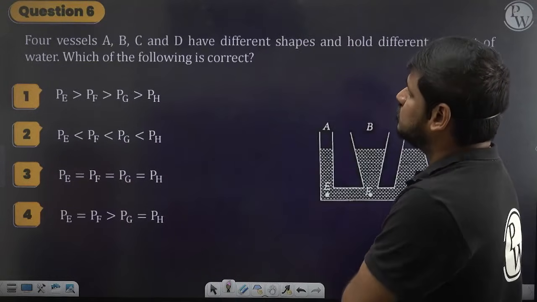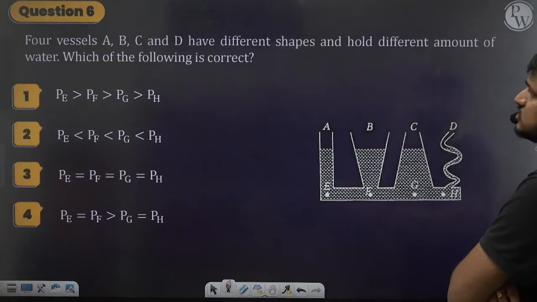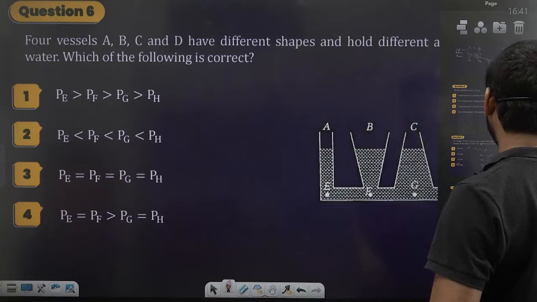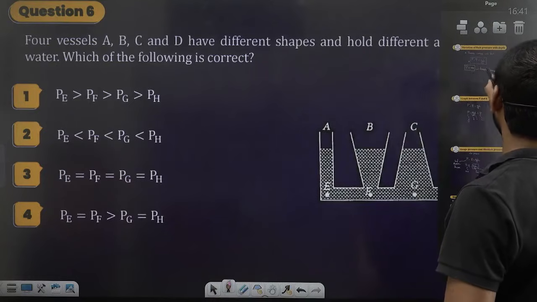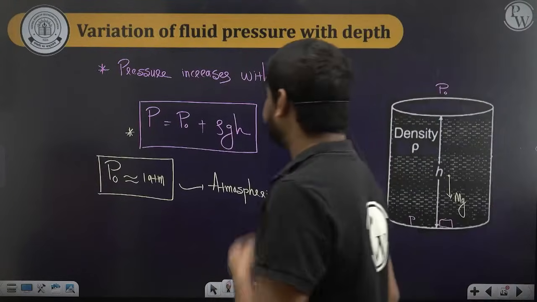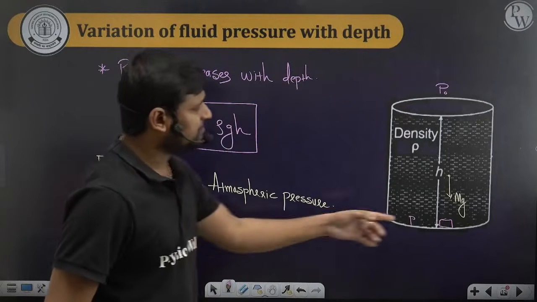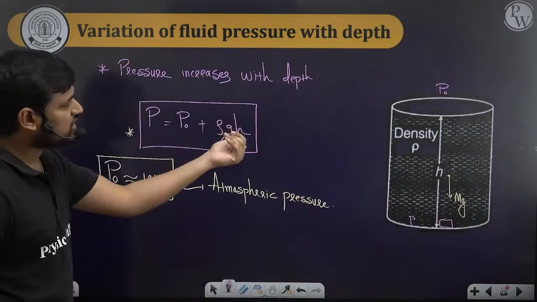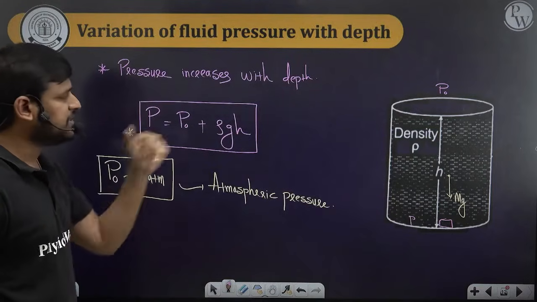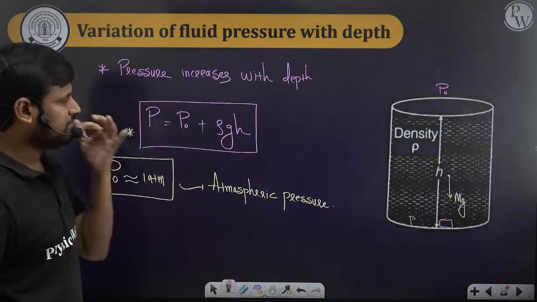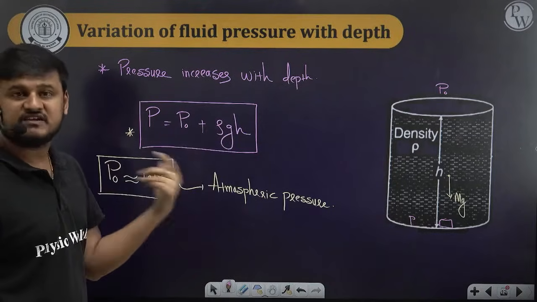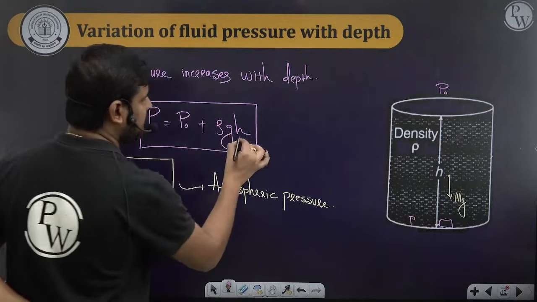So now the interesting questions on vessels. Before going for this, I'll tell one point here. See, the pressure at some depth only depends on the height. If the liquid is the same, then the g value is the same, the atmospheric pressure is the same, and the rho is the same. So it depends on the height.